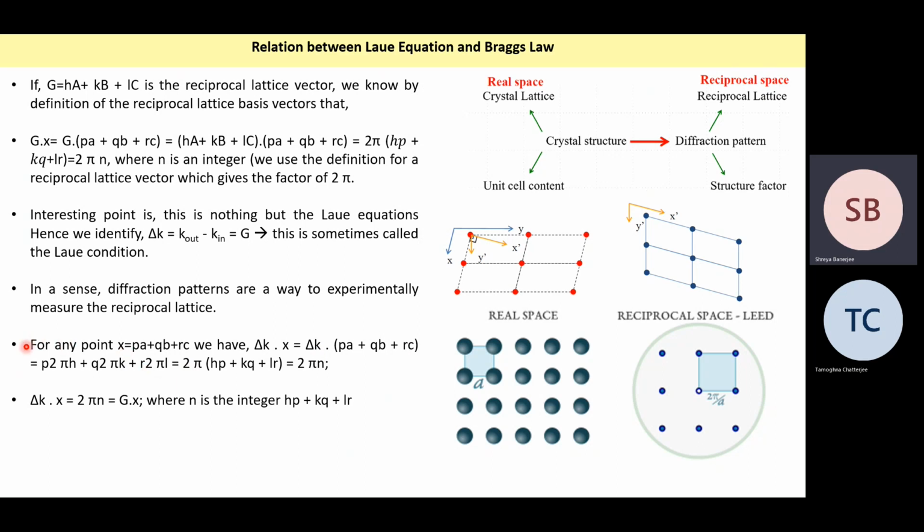So you're applying the Laue equation over here. You take 2 pi common and you will again have HP plus KQ plus LR, which is a constant N. So you can say delta K into X is 2 pi N and G into X is also 2 pi N. So delta K is basically G. And this is what is called the Laue condition.